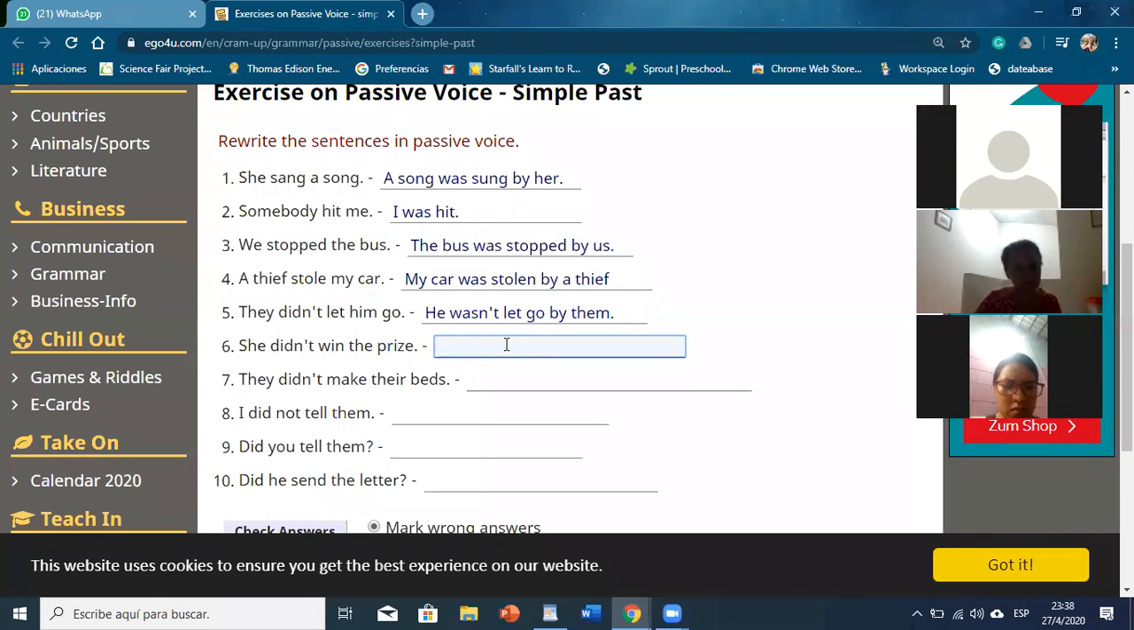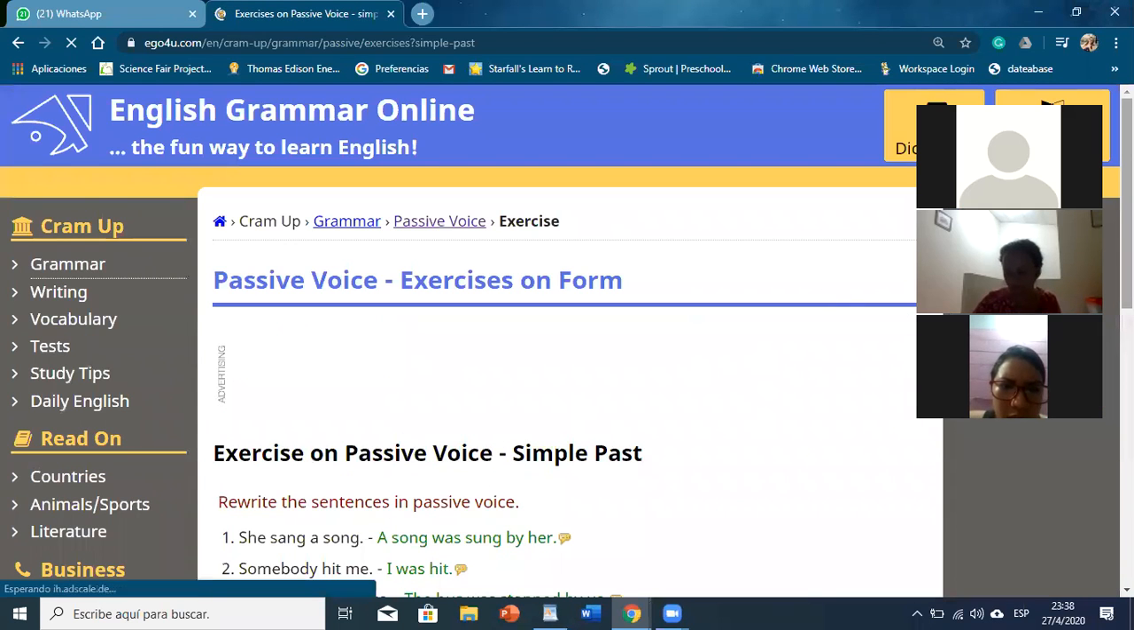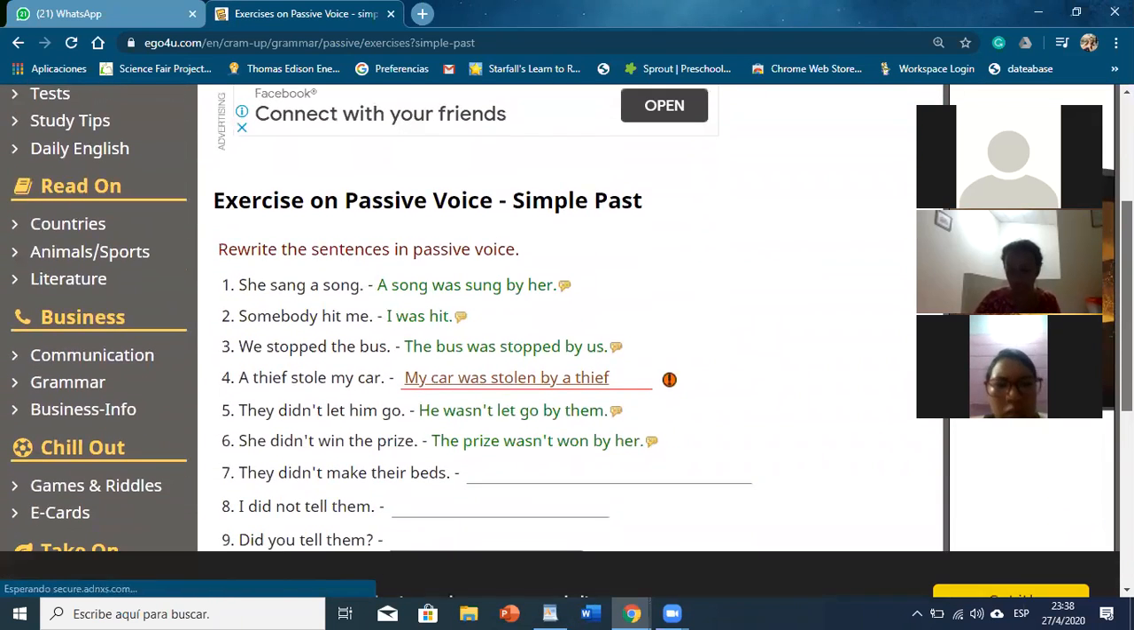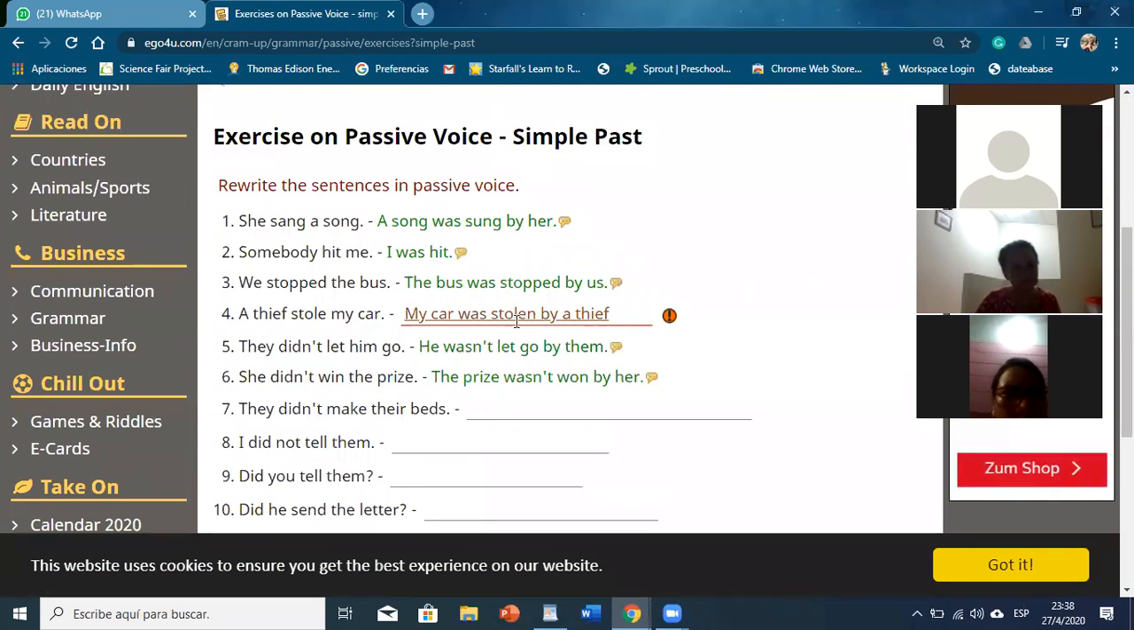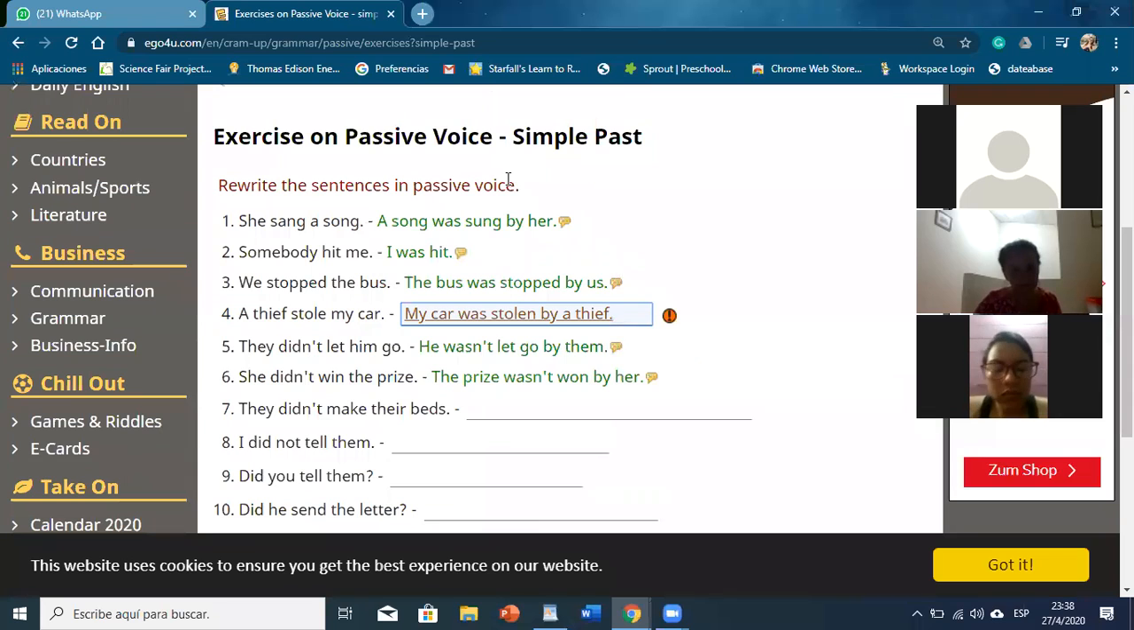Didn't win the prize. We're going to see. The prize wasn't won by her. Awesome. Great. Let's see if everything is right. You can do this exercise later. Oh. Okay. My car was stolen by a thief. What is incorrect? Oh, I didn't put a period. Oh, wow. Yeah. Big deal.